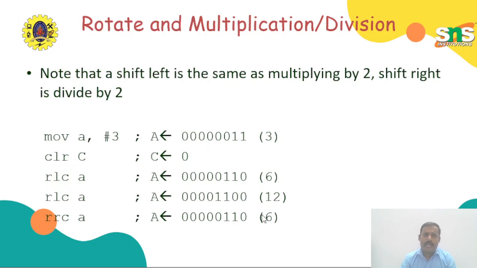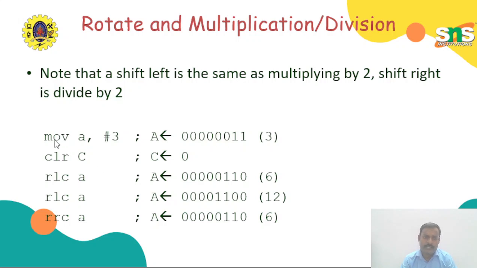Next will be rotate, and multiplication and division. We know that with the rotate operation, we can perform rotate left or rotate right operations. Here we can use them as equivalent multiplication and division operations. Note that a left shift is the same as multiplying by 2. If you perform a left shift of any data, that is equal to multiplying that data by 2. Similarly, shifting right is dividing by 2. If you perform a right shift on any data, it is equal to dividing the data by 2. Look at an example for better clarity.